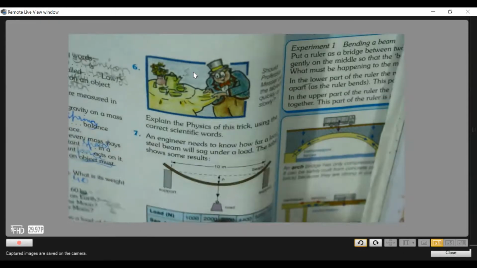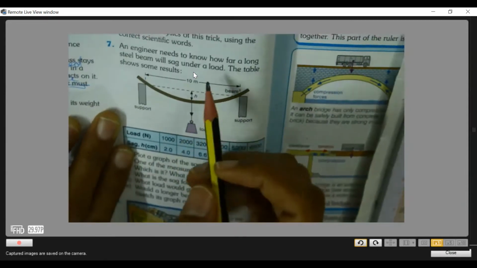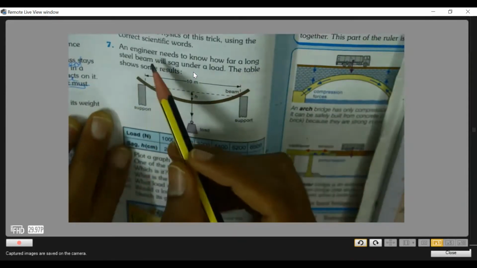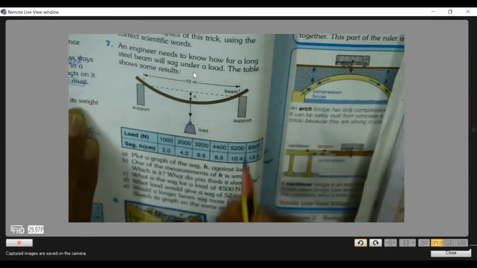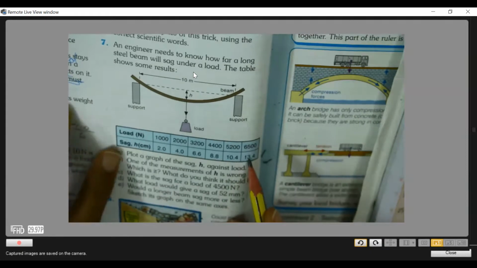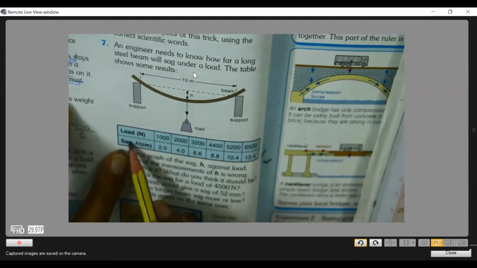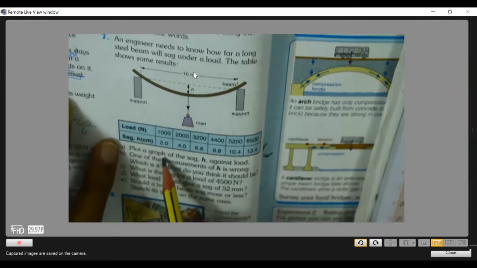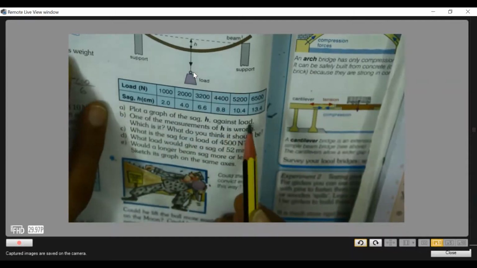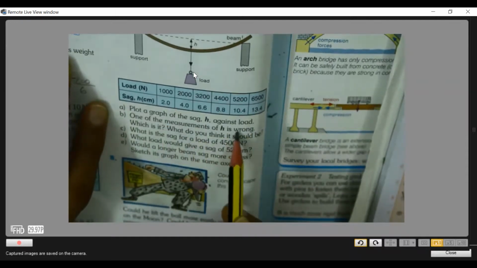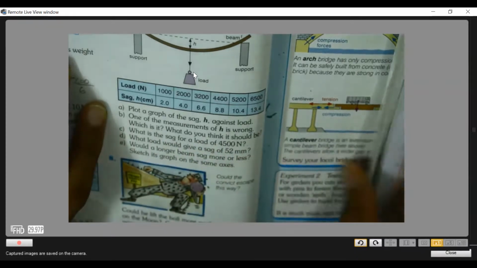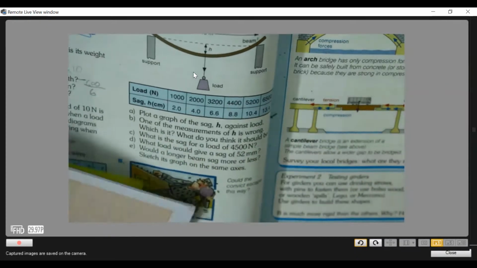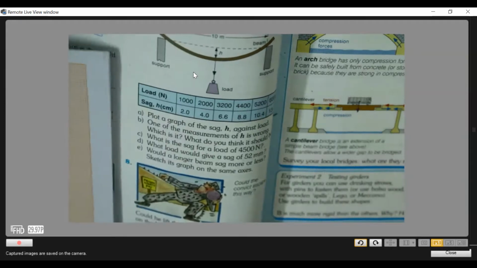Okay. Now, question number 7. An engineer needs to know how far a long steel beam will sag under a load. The table shows some results. So again, we have a similar table. Sag will be taken as extension. Plot a graph of the sag H against load. One of the measurements of H is wrong. Which is it? What do you think it should be? So it is a similar question.